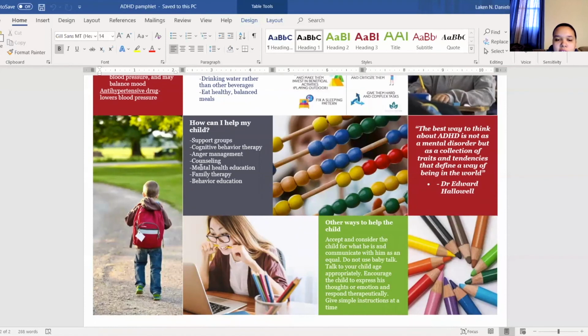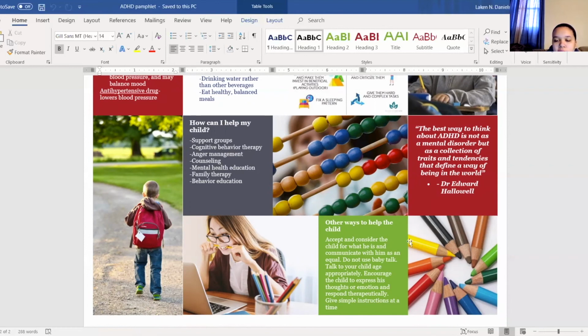How can I help my child? So some suggestions are maybe some support groups, other parents, other children dealing with ADHD. Cognitive behavior therapy, anger management, counseling, mental health education, family therapy, or behavior education.